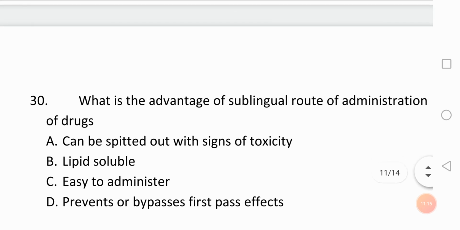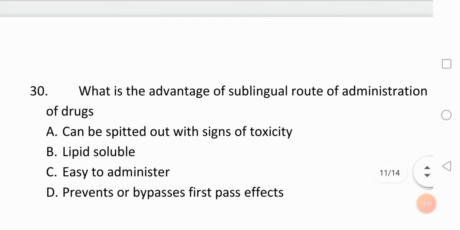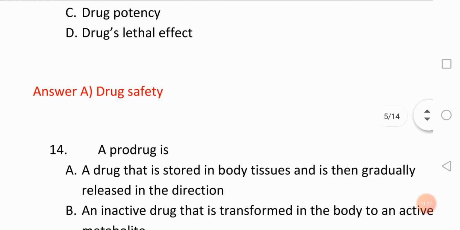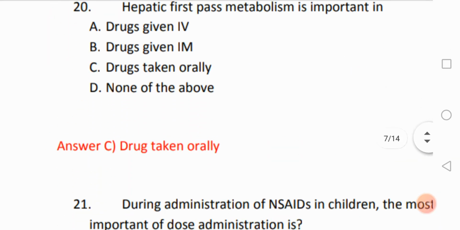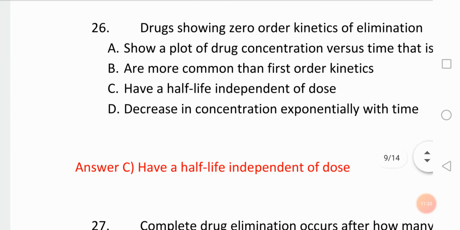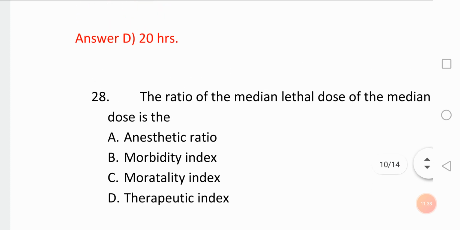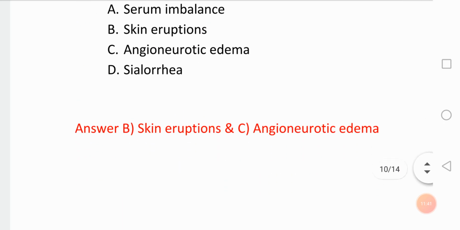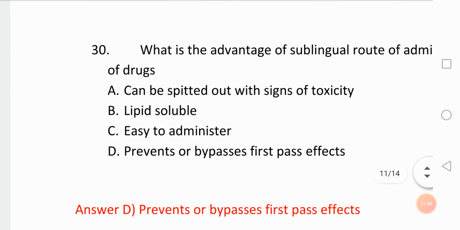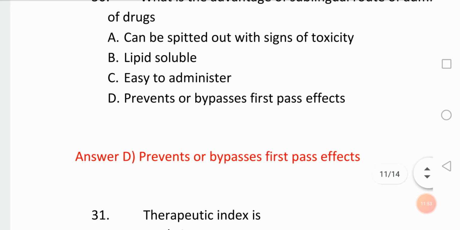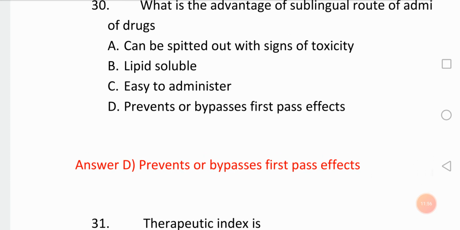Next question, 30: what is the advantage of the sublingual route of administration of a drug? A, can be spat out with a sign of toxicity; B, lipid soluble; C, easy to administer; D, prevents or bypasses first pass metabolism. The answer is D, prevents or bypasses first pass metabolism.